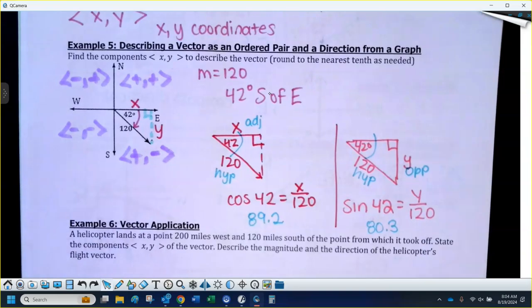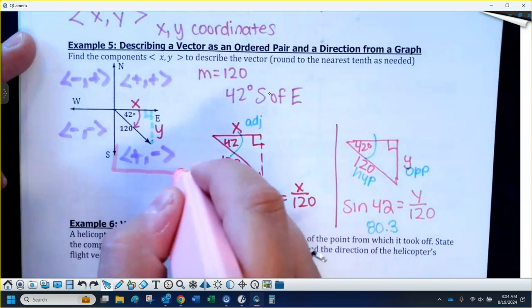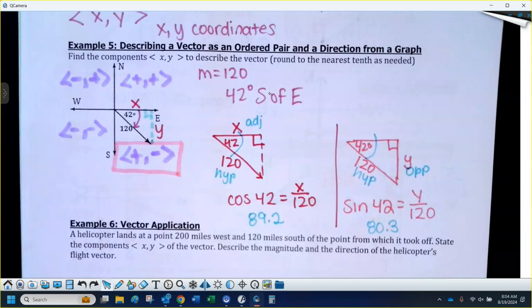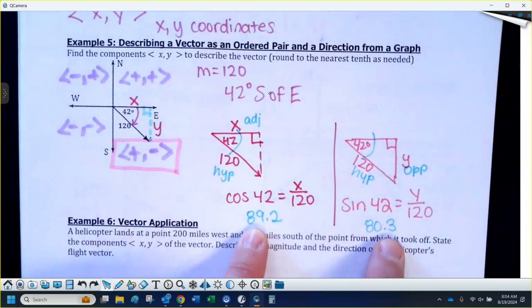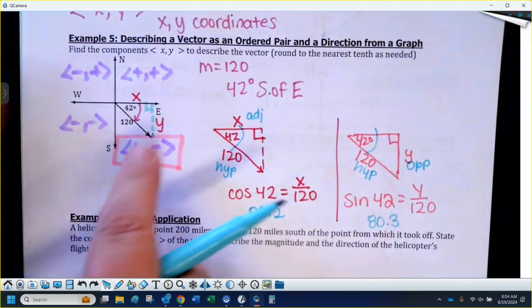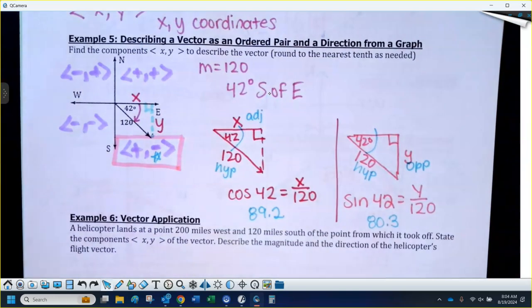So for this particular problem, you just have to remember where the vector is and think about, do I need to add a negative sign? So in this quadrant, you use these two points. This is your x, this is your y. You just have to put a negative in front of the y. That's literally it.